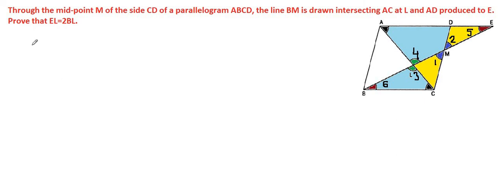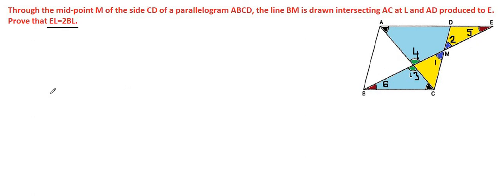Dear student, in this problem, through the midpoint M of the side CD of a parallelogram ABCD, the line BM is drawn intersecting AC at L, and AD is produced to E, where BM meets AD at E. Then we have to prove that EL is equal to 2 times BL, meaning EL, this distance, is equal to 2 times this distance.